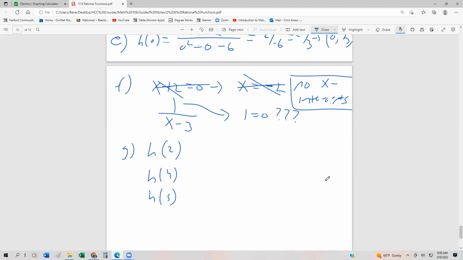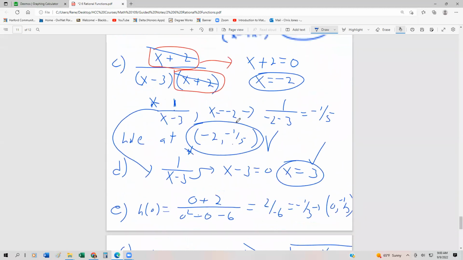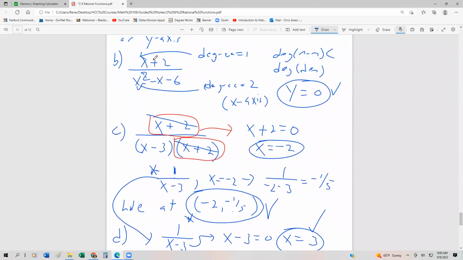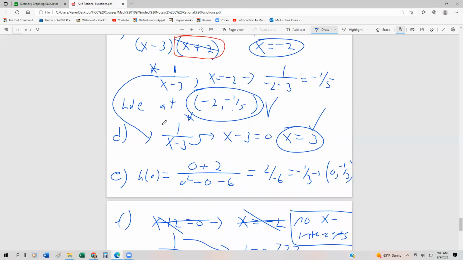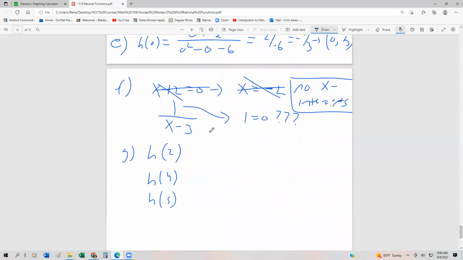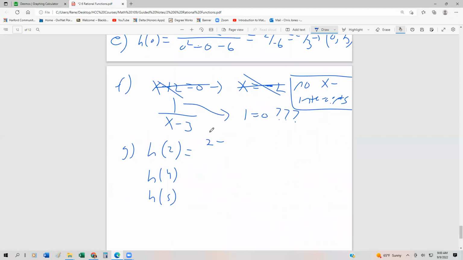All right. Now, remember, we can use the simplified expression. Let me just show you what would happen if I used this expression versus the simplified expression. Just for h at 2, using the original, we'd have 2 plus 2 over 2 squared minus 2 minus 6. And that would leave us with 4 in the numerator. In the denominator, 4 minus 2 is 2, and 2 minus 6 is -4. So that would leave us with -1.